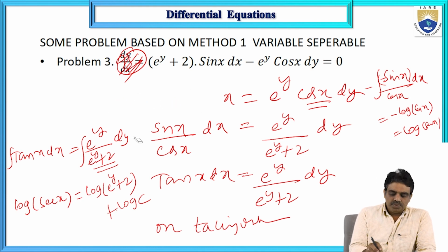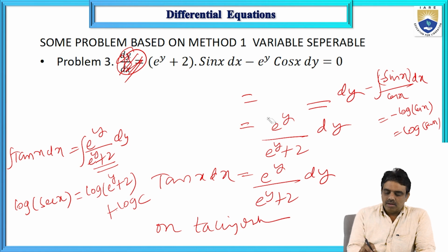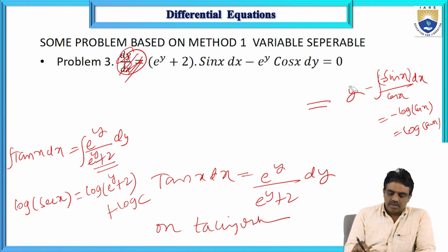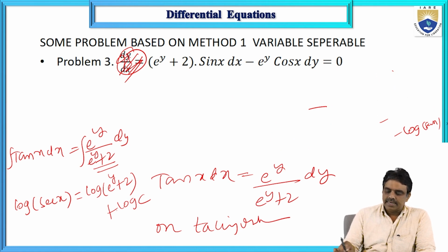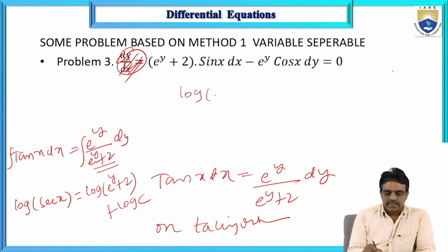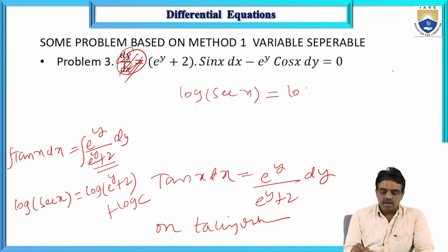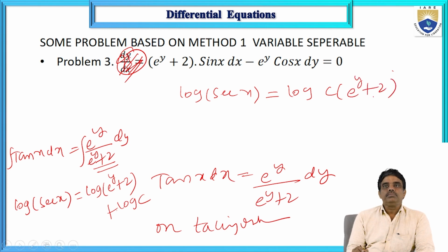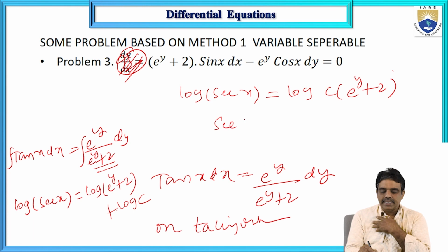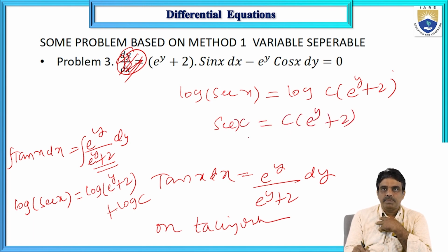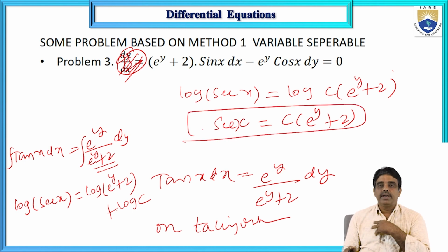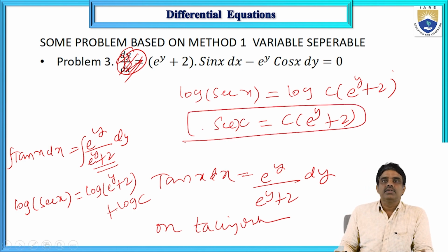So on eliminating log, I can use the log m plus log n notation on the right hand side. So log secant x is equal to log of c into e power y plus 2. That implies secant x is equal to c into e power y plus 2, which is the required solution of the given differential equation.